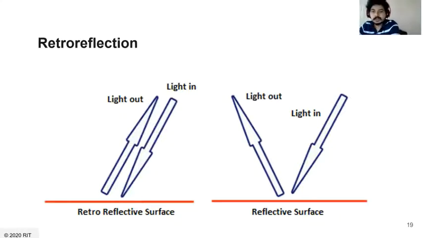Retroreflection. Let me explain what retroreflection is. On a reflective surface, when light is incident on the surface, it reflects and goes away in the opposite direction. But in the case of a retroreflective surface, the reflected light returns back to the light source.